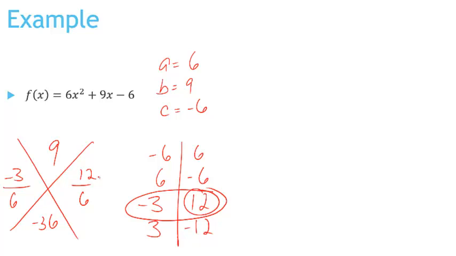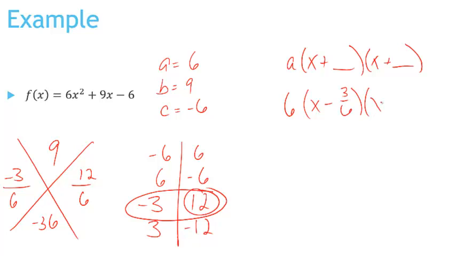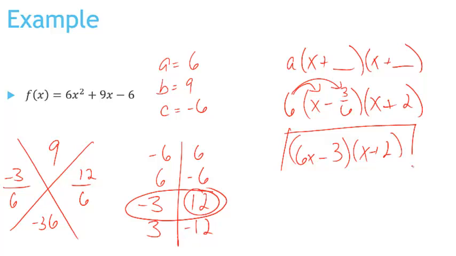Now our final form of a factored quadratic equation is a times x plus blank times x plus blank. A is 6, so we're going to have 6 times x minus 3 over 6, and then x plus 12 divided by 6 is 2, so plus 2. Let's go ahead and distribute our 6 into our first spot so we can get rid of that fraction. So we're going to have 6x minus 3 times x plus 2 as our final solution.